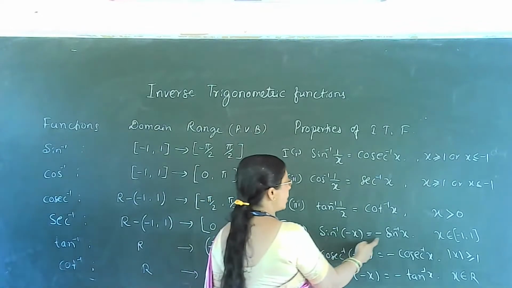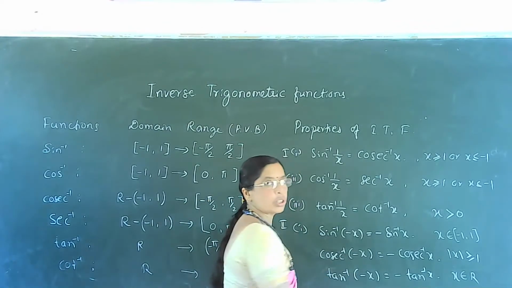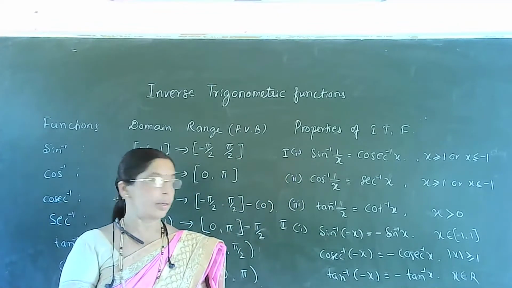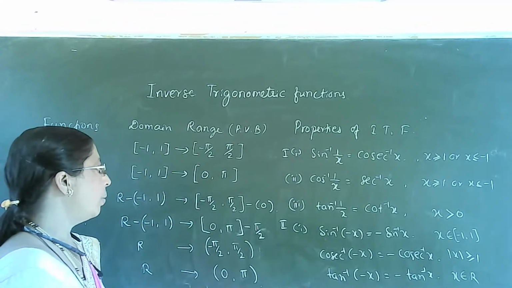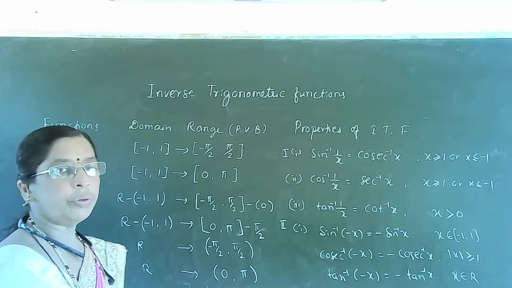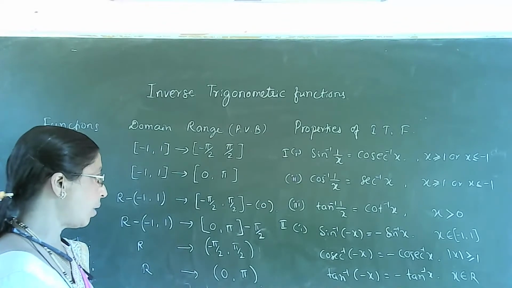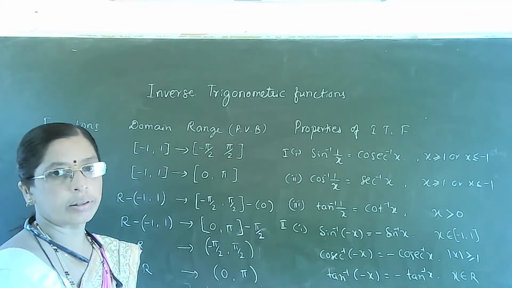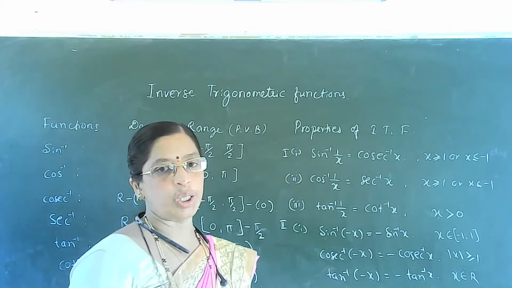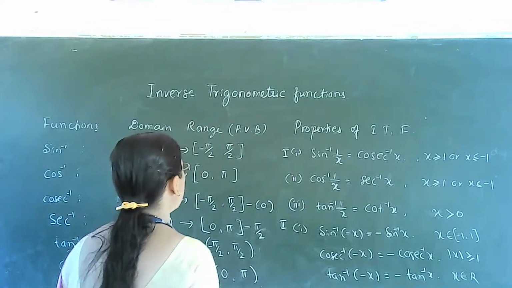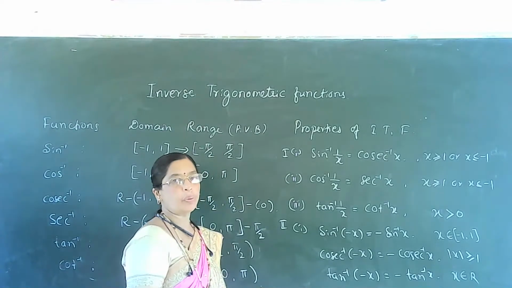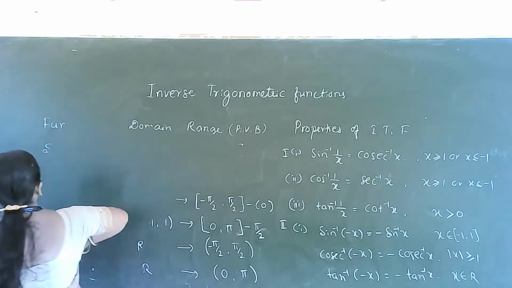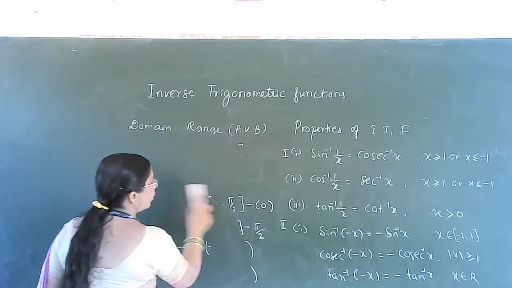Here sin inverse of minus x is minus sin inverse x. Cosec inverse of minus x is minus cosec inverse x. Tan inverse of minus x is minus tan inverse x. But what are the other three? Sec inverse, cos inverse, and cot inverse. You already know in every case that cos is different from sin, so here also it's different.